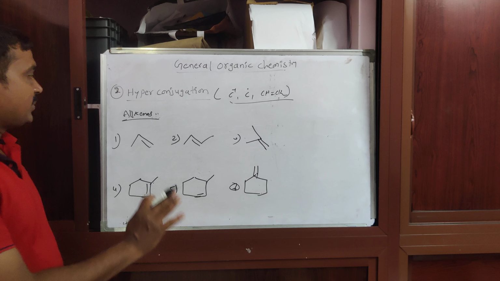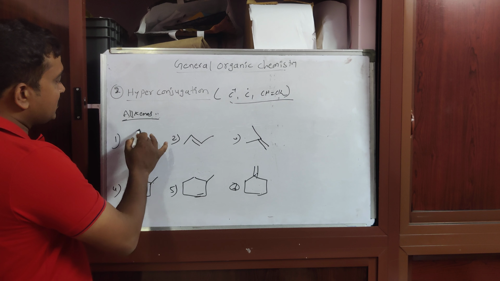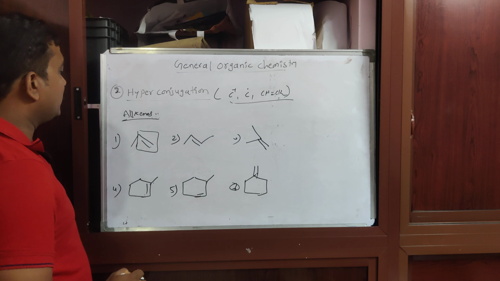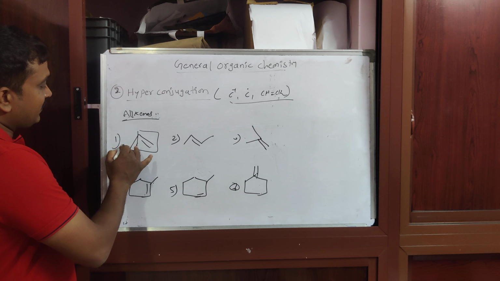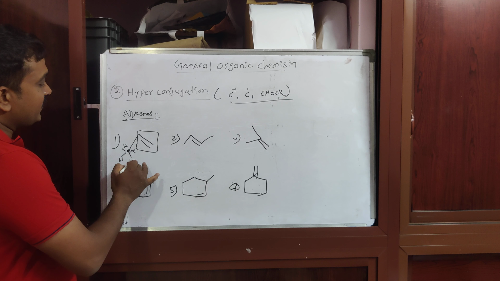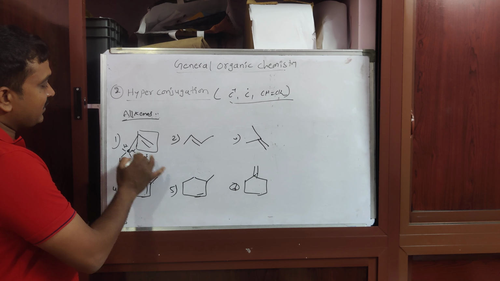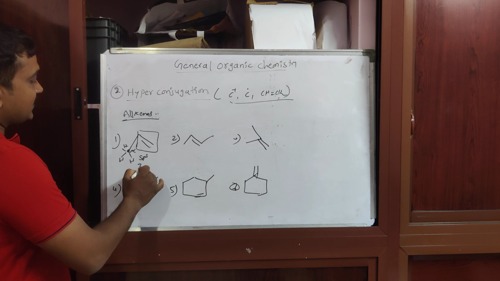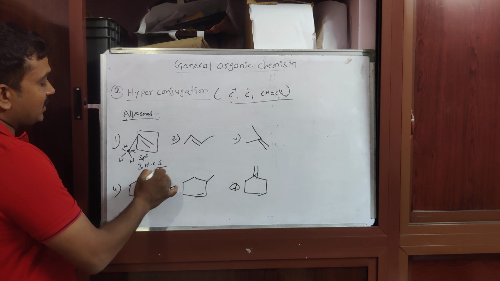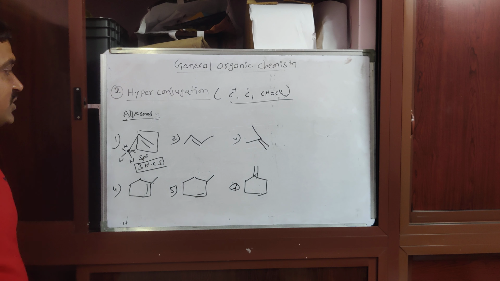How do we calculate this hyperconjugation? First of all, this group is considered the main functional group. Then this carbon is called the alpha carbon. The alpha carbon must be sp3 hybridized and have alpha hydrogens. This has 3 alpha hydrogens, that's why 3 hyperconjugation structures will exist.